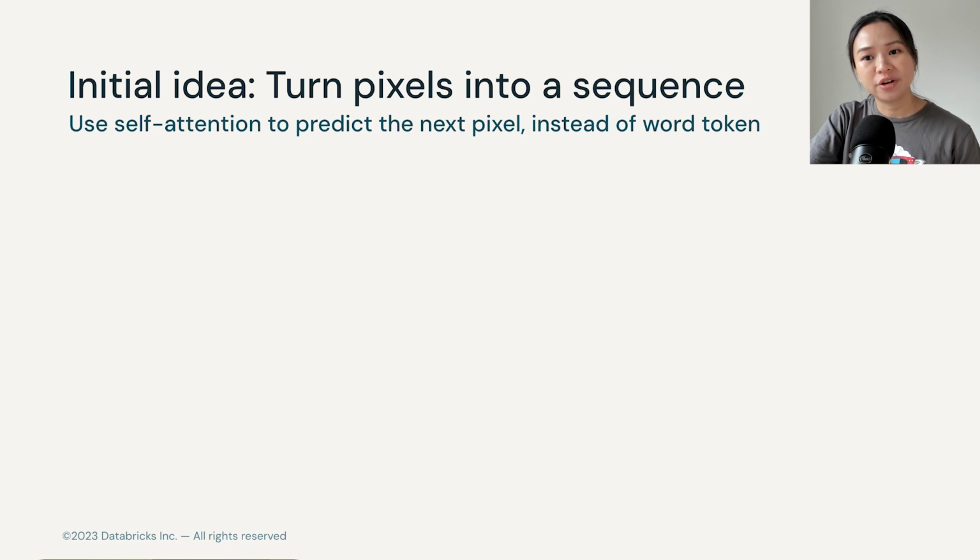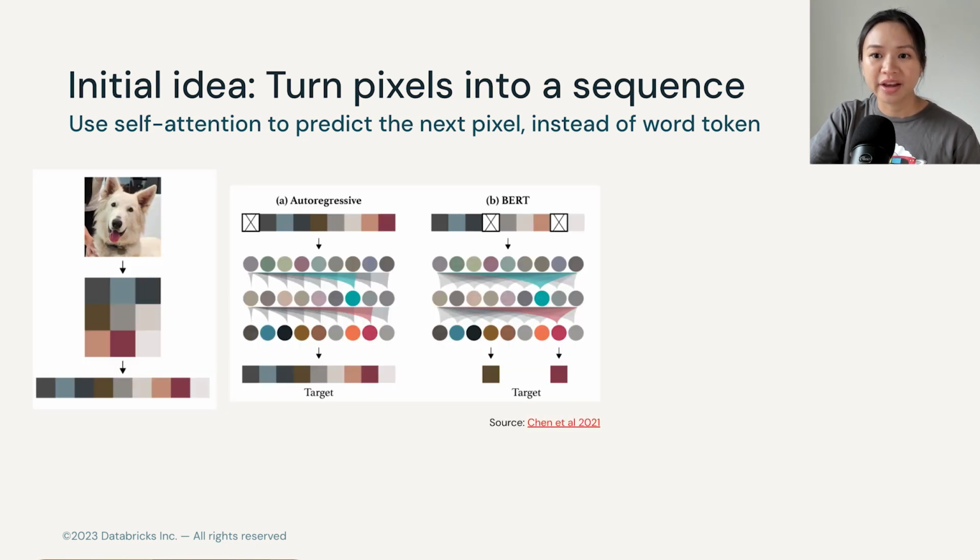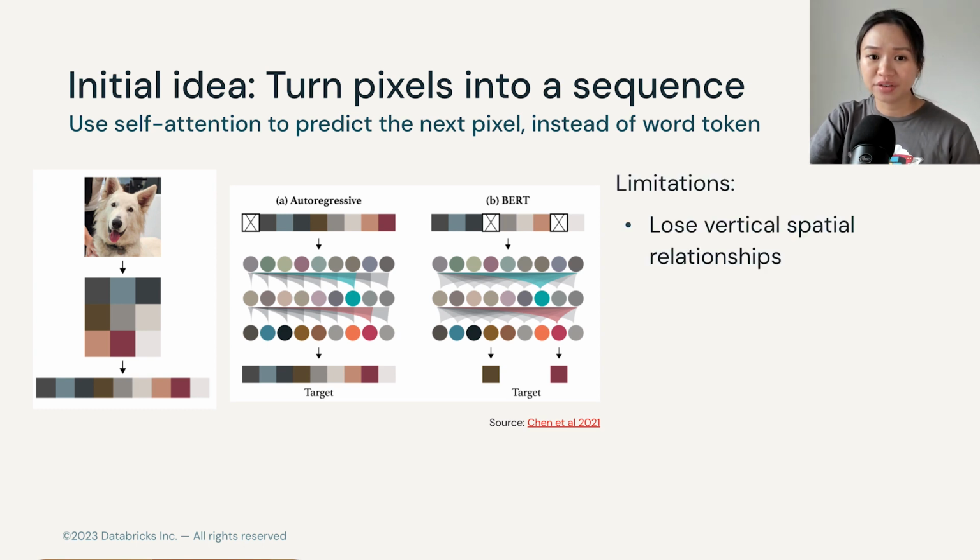The initial intuition for pixel processing is to simply turn them into a sequence. We can use the sequence of pixels in both the autoregressive context or the masked modeling context like BERT. But instead of predicting the next word token, we use self-attention to predict the next pixel. But there are 2 limitations. First is that we lose the vertical spatial relationship between the pixels.